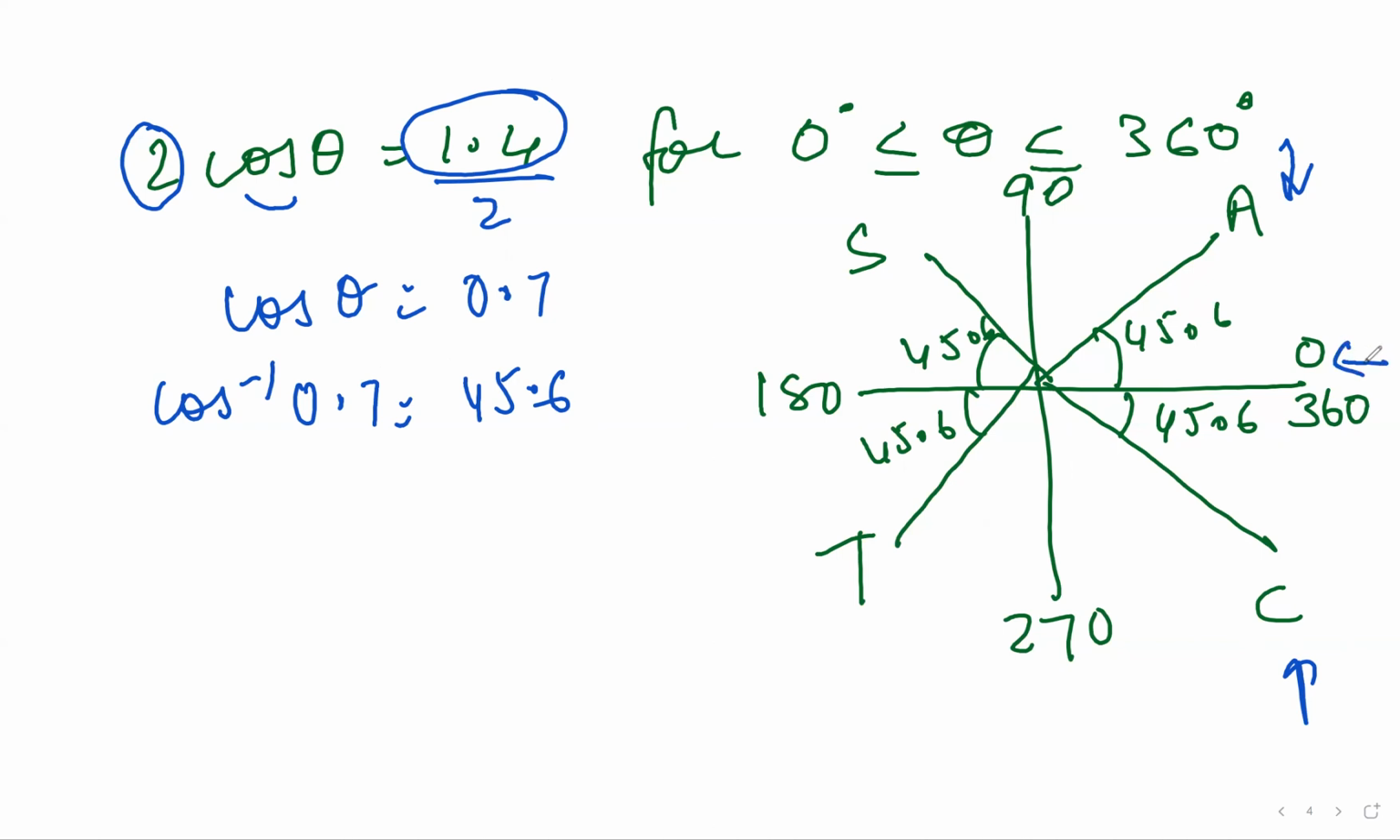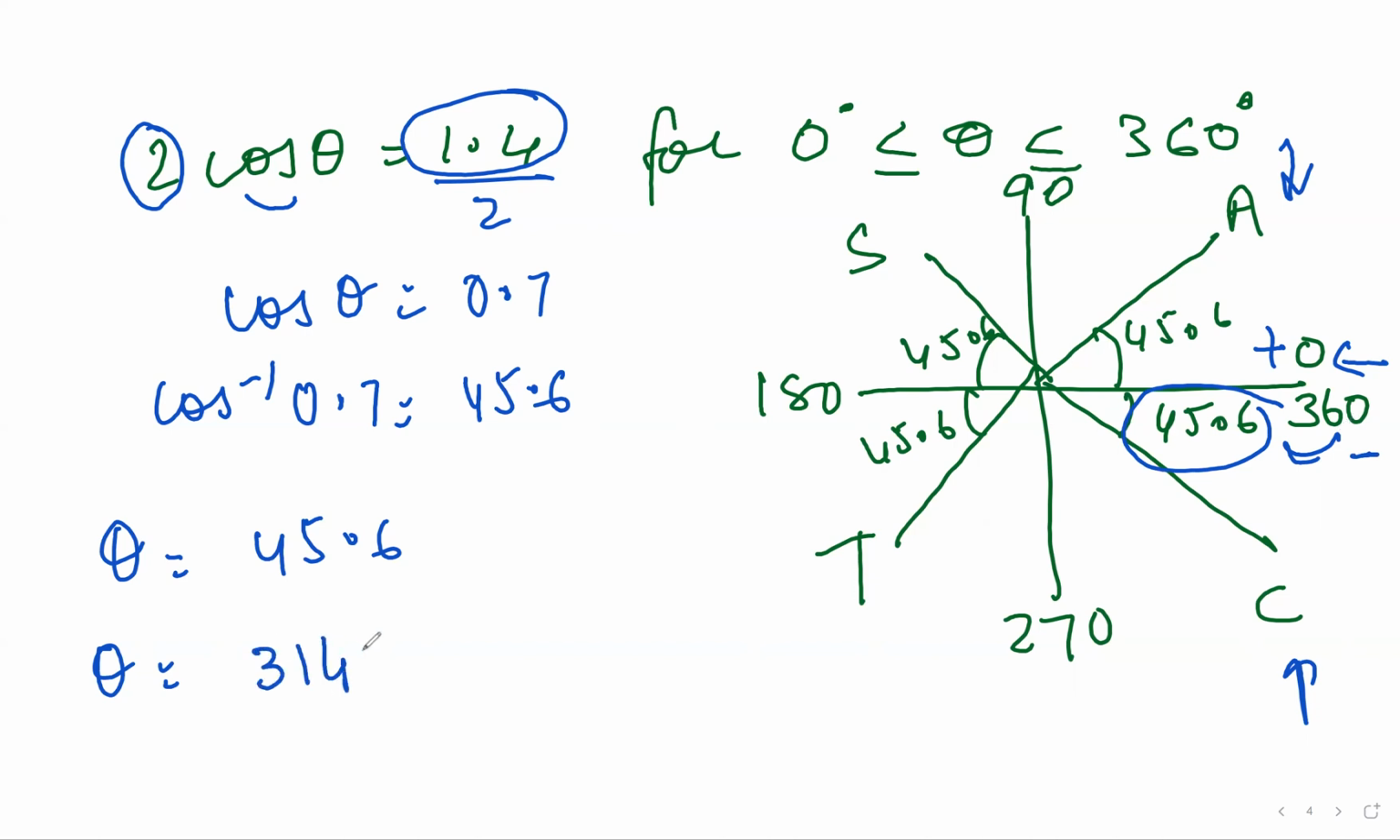45.6 is after 0. So it will be 0 plus 45.6. So one value for theta is 45.6. Another value for theta: 45.6 is before 360. So it will be 360 minus 45.6. So my other value for theta is this, 360 minus 45.6.